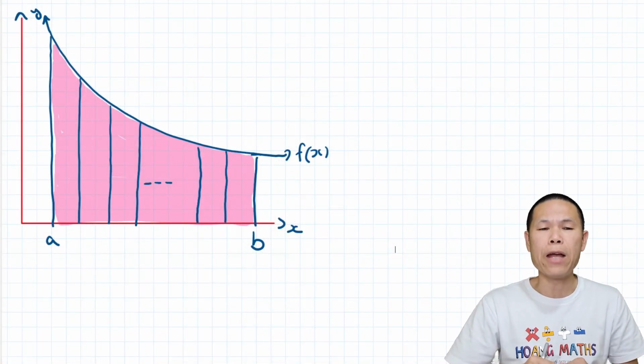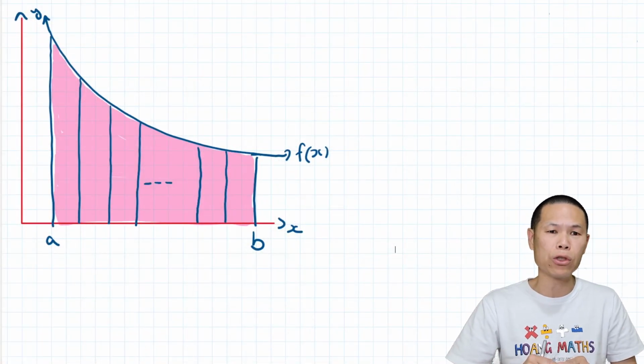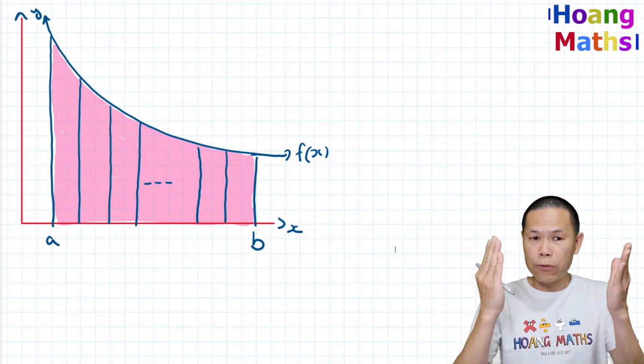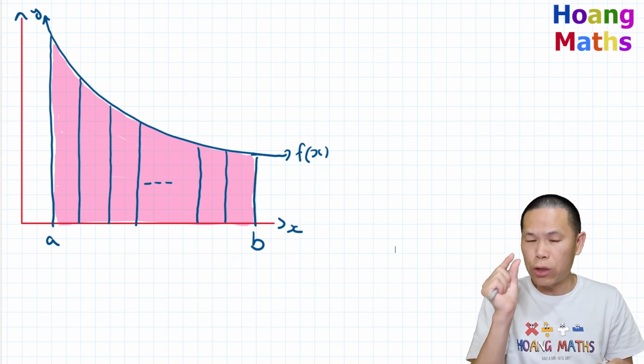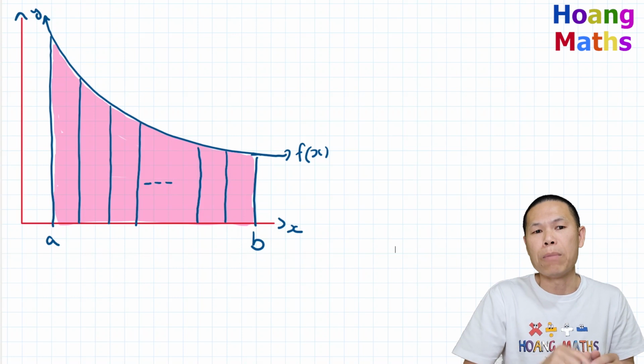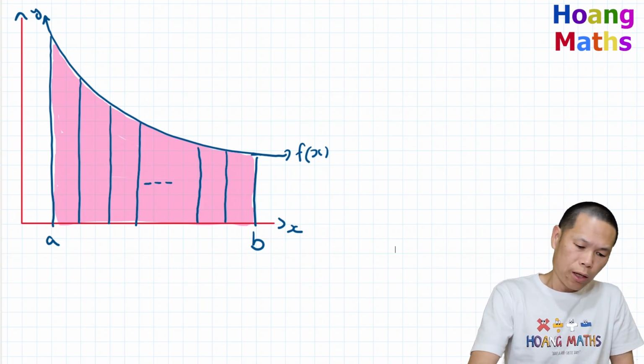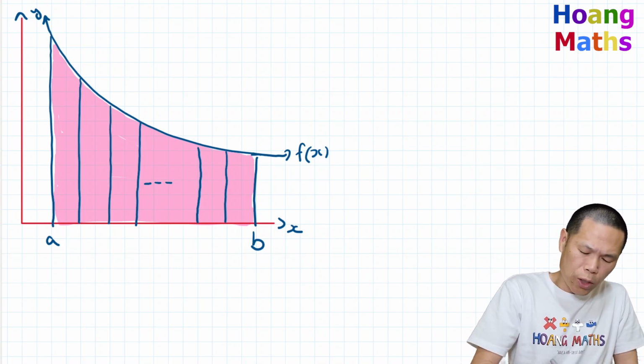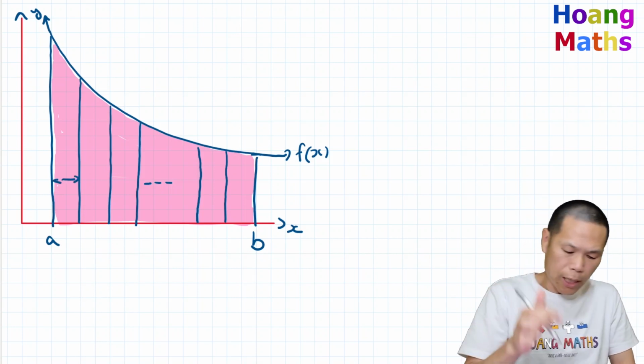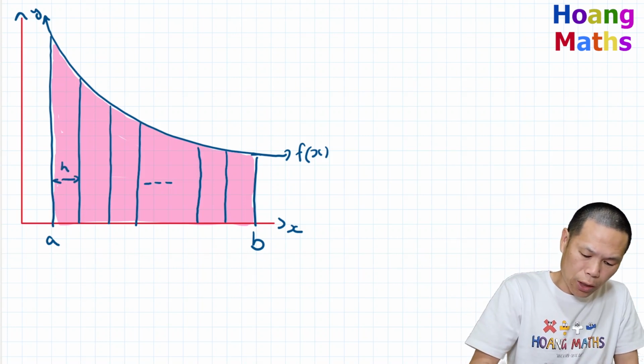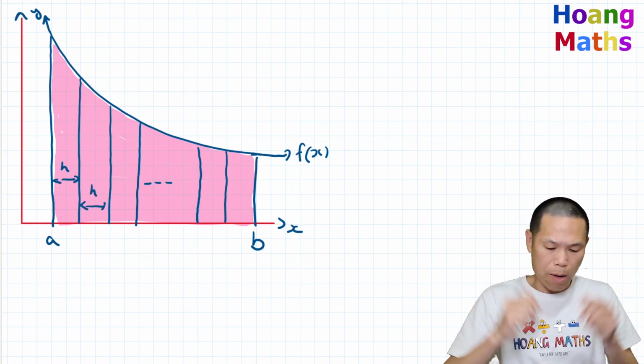To estimate the area under the curve using the trapezoidal rule, we need to find the area of each trapezium and then add them up. Let me label this first. We know that the width of each strip is h. So this is h, and of course, they are the same. Just remember that.